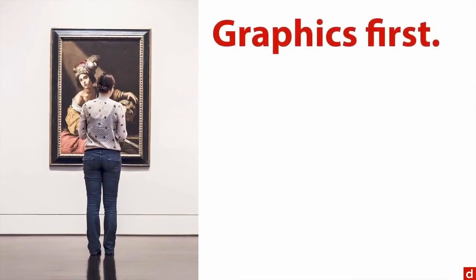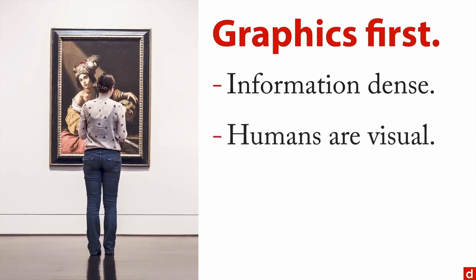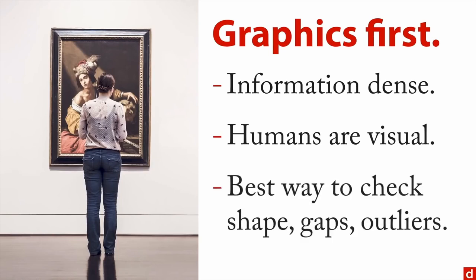Now, we want to do graphics first for a couple of reasons. Number one is they're very information dense, and fundamentally humans are visual. It's our single highest bandwidth way of getting information. It's also the best way to check for shape and gaps and outliers.